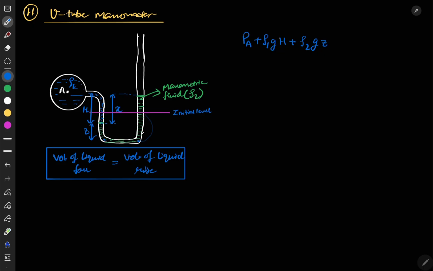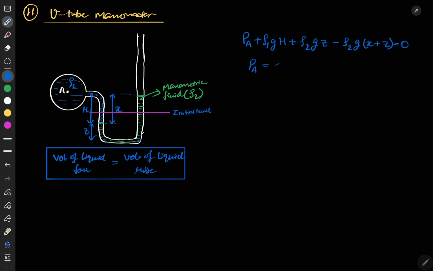So from here we move to the top point. This total distance is x plus z. Now we are moving upward, so this should be minus rho 2 g times (x plus z). We can put this equal to 0 if we want PA in terms of gauge pressure, and if we want PA in terms of atmospheric, we can substitute P atmosphere here. If we solve this, the z terms cancel out.